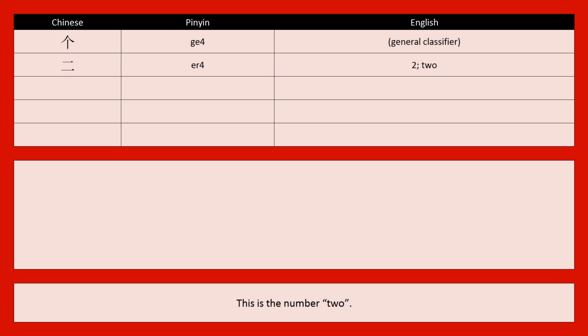Next, we have 二. This is the number 2. The pinyin is ER and it's the fourth tone. Next, we have 两. This is also the number 2. The pinyin is LIANG and it's the third tone. 二 is used in numbers and 两 is used before classifiers.